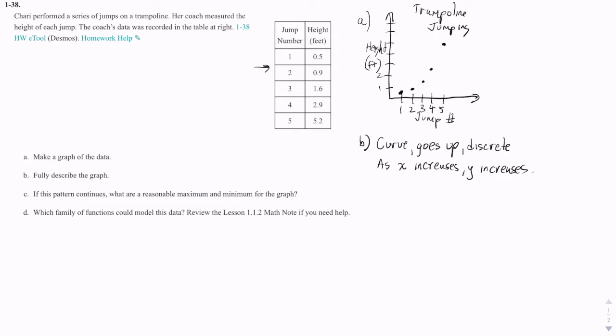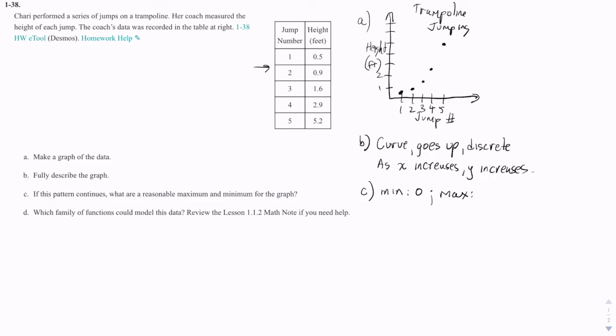Okay, so for C, it says if this pattern continues, what are reasonable maximum and minimum for this graph? Okay, the minimum is easy, right? Minimum is 0, right? Because you can only get down as low as touching the trampoline. We could argue that the trampoline goes kind of negative, but it really doesn't. Okay, now the problem is the maximum, right? This is tricky because theoretically, according to this graph, there's no maximum value, right? Because you keep jumping, you keep getting higher, right?